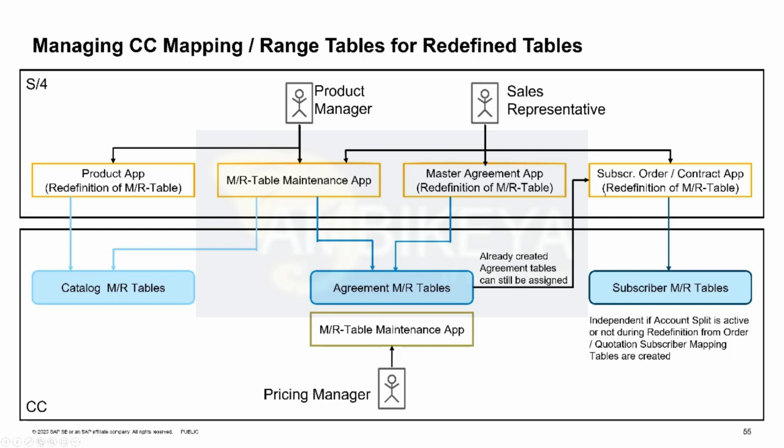You can still assign agreement tables to a contract or order. This does not matter. It will still work. But if you really create it individual and now new directly in the UI of a subscription order or a solution quotation, then it will, independent if account split is active or not, create a subscriber mapping table. That's a more or less technical difference. An end user will not even recognize it. A CC user, a CC administrator will appreciate it.